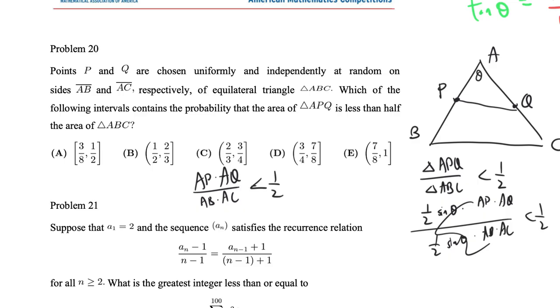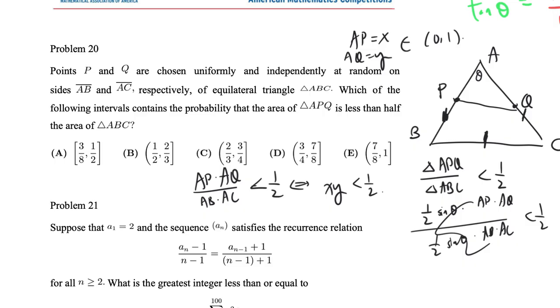So these are both equal. And so we can take for granted, or without loss of generality, we let everything be equal to 1, all the sides. And AP and AQ are independent variables. AP equals X, AQ is equal to Y, chosen from 0 to 1, right? So this expression would suddenly become XY is less than 1/2.